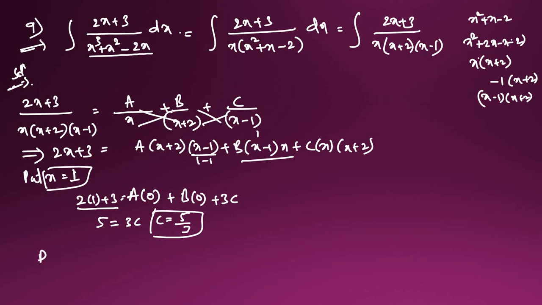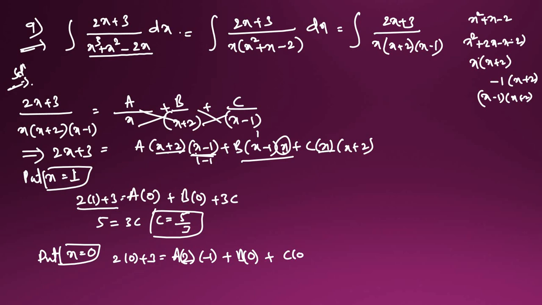Now again we will put x is equal to 0. So it will become 2 into 0 plus 3 is equal to a into 2 into minus 1, plus b into 0, plus c into 0. So 2 into 0 plus 3 is equal to minus 2a. So a is equal to minus 3 by 2 will come here.